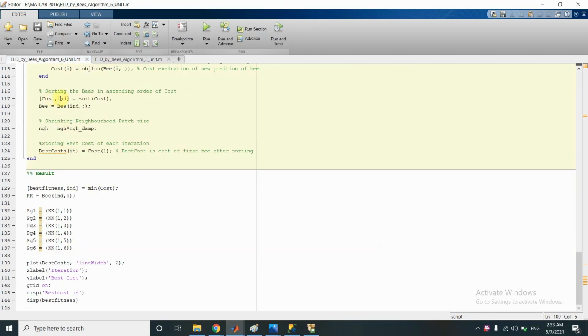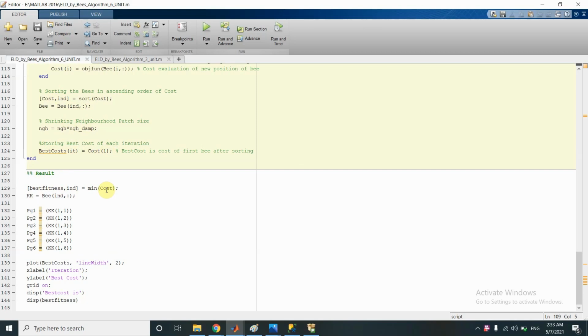Since we are sorting the cost values in this step, it can clearly be seen that after the cost values are sorted, the best cost value will be the first value of the cost array. So that's why we are using the best cost variable to store the first value of the cost array for each iteration.